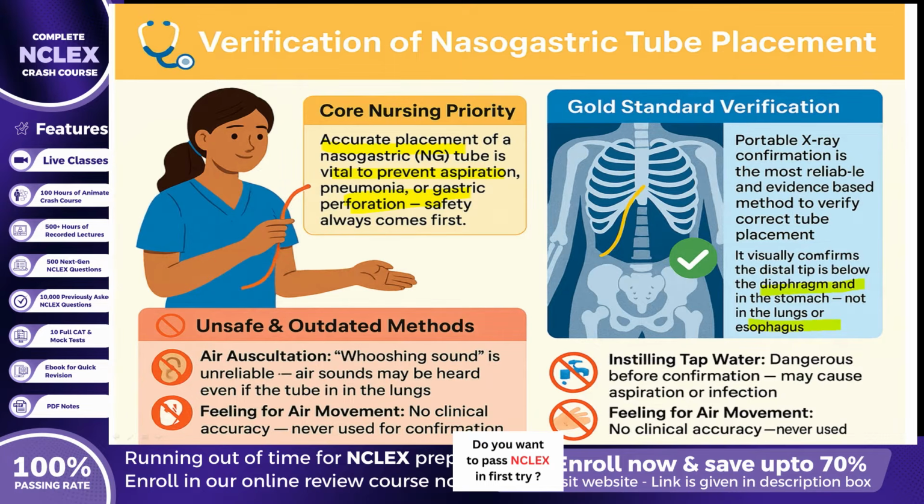Continuing on, option 3, adding 100 milliliters of tap water into the tube poses a significant risk and should never be performed before confirming tube placement radiographically. Instilling fluid before placement verification can result in water entering the lungs if the tube is misplaced, particularly in unconscious or ventilated patients. Furthermore, tap water is non-sterile and unsuitable for direct gastrointestinal use in vulnerable individuals, increasing the risk of infection.